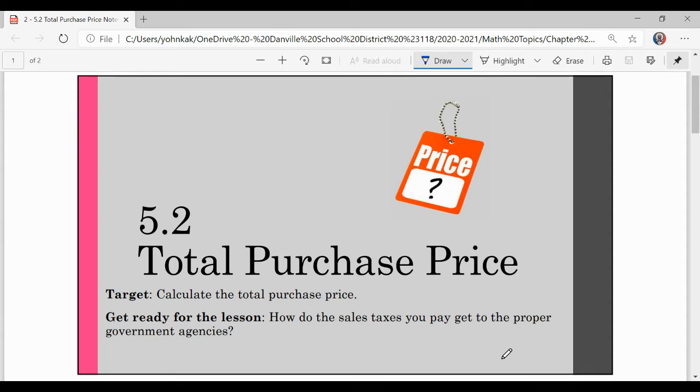How do the sales taxes you pay get to the proper government agencies? Well, when you pay your amount at a store, the store has to then send the sales tax to the appropriate government, whether that be the city, the state, the county, the country. It is the retailer's job to get all of the tax money to the proper place.